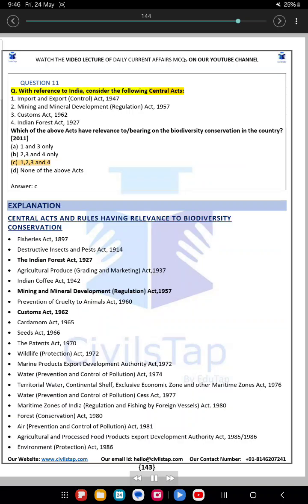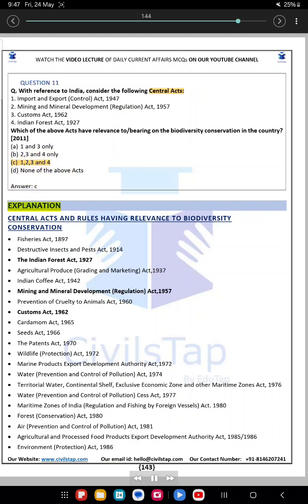Question 11. Q. With reference to India, consider the following central acts. 1. Import and Export Control Act, 1947. 2. Mining and Mineral Development Regulation Act, 1957. 3. Customs Act, 1962. 4. Indian Forest Act, 1927. Which of the above acts have relevance to or bearing on biodiversity conservation in the country? 2011. A. 1 and 3 only. B. 2, 3 and 4 only. C. 1, 2, 3 and 4. D. None of the above acts.